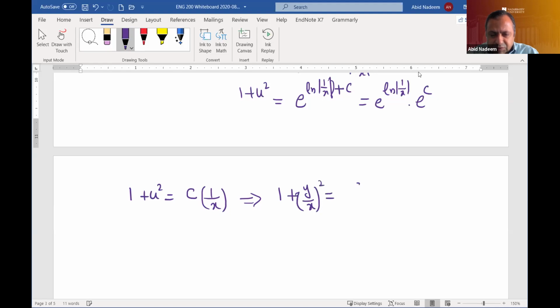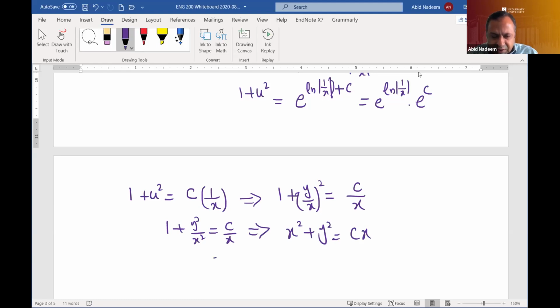We can put it over here, so it will be c over x. So 1 plus y square over x square is equal to c over x. So we can further simplify it by multiplying both sides of this equation by x square. Then x square plus y square is equal to cx. Okay, so this gives you the answer of this equation.